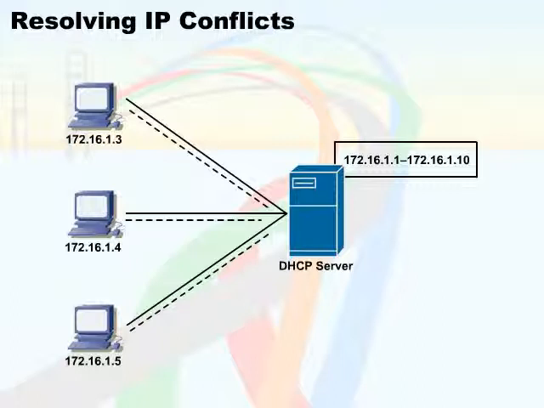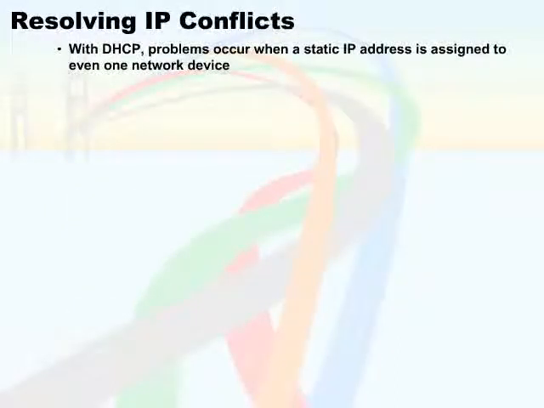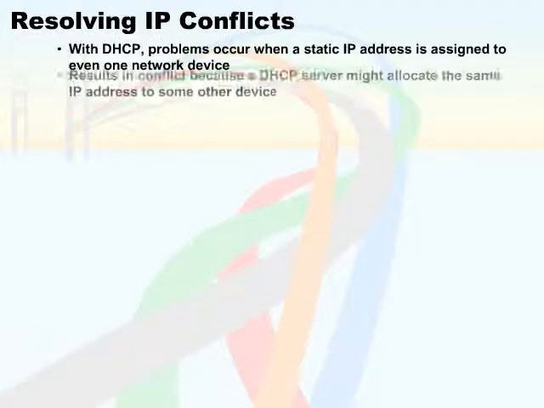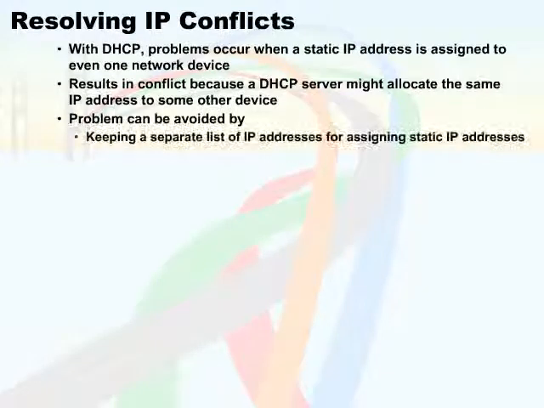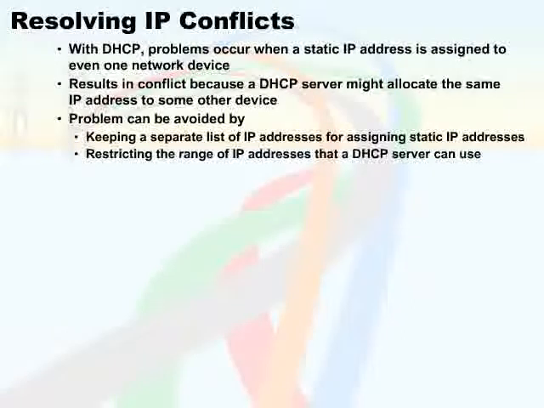Now, not all DHCP servers allocate a new IP address every time the device is connected to the network. Sometimes the devices lease these addresses for a period of time. The only problem with DHCP is when we have assigned a static IP address to even one of the network devices. This might result in a conflict because a DHCP server might allocate the same IP address to some other device. This problem can be avoided by keeping a separate list of IP addresses for assigning static IP addresses and restricting the range of IP addresses that a DHCP server can use.